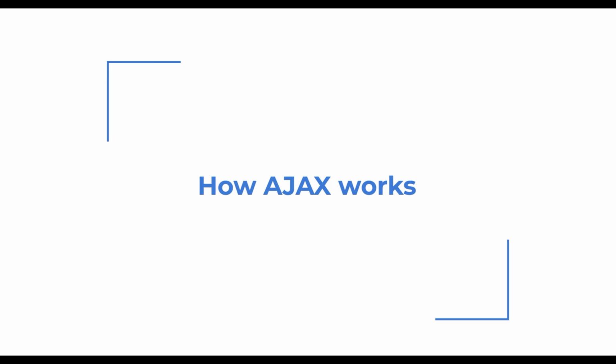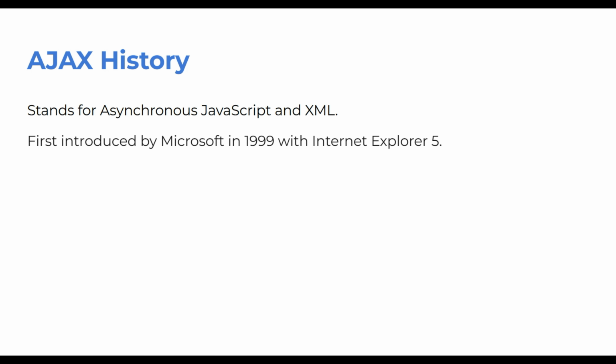So today, we will learn about how AJAX works. AJAX, or Asynchronous JavaScript and XML, has been an integral part of web development for decades. While the term AJAX may seem modern, it was actually first introduced by Microsoft in 1999 with IE5. Interestingly, AJAX isn't its official name. It's technically called the XML HTTP Request Object, or simply XSR.